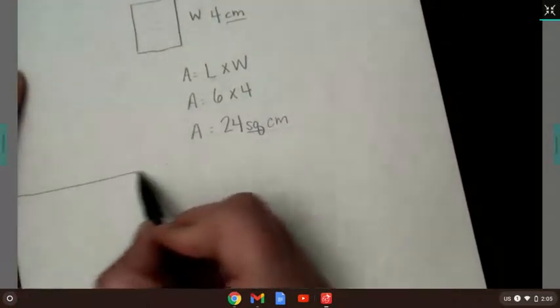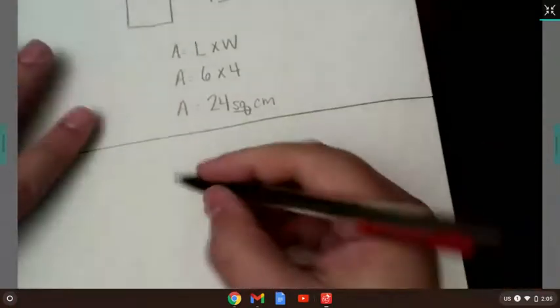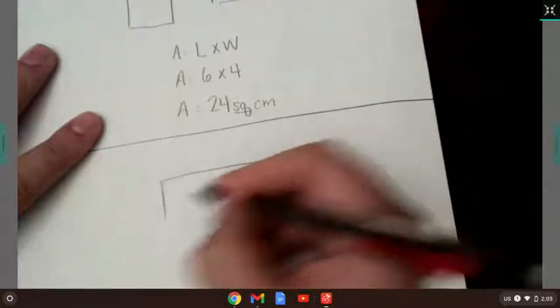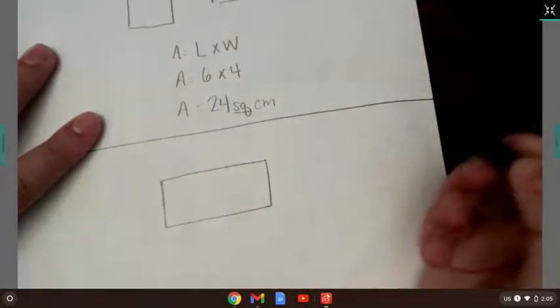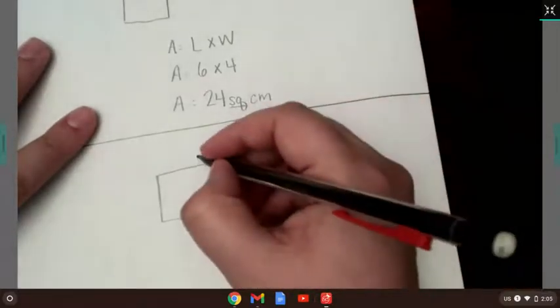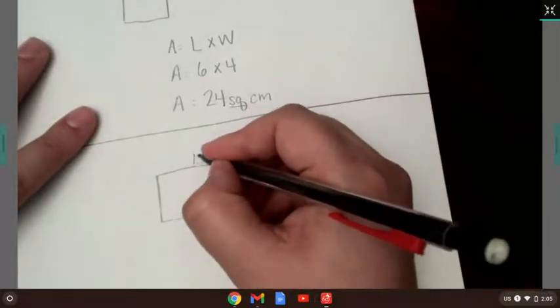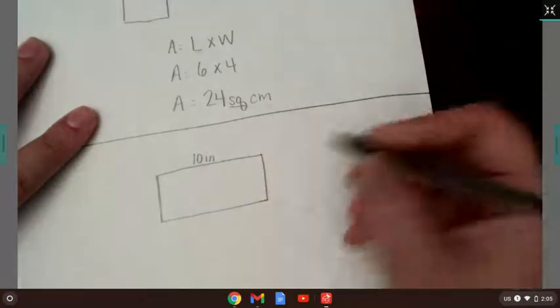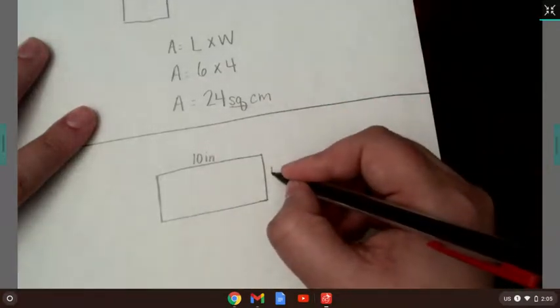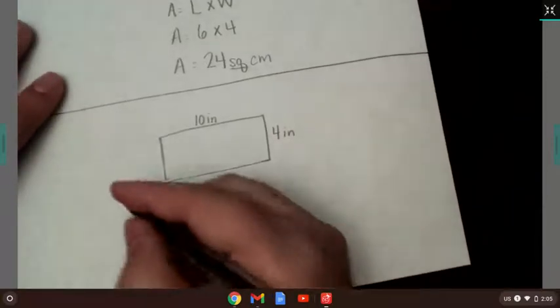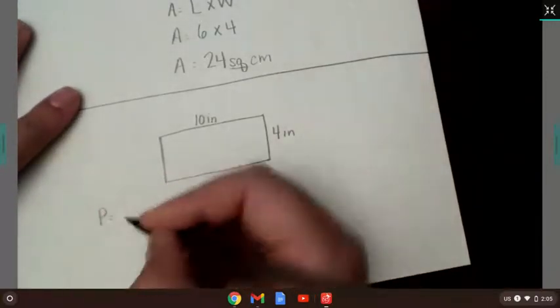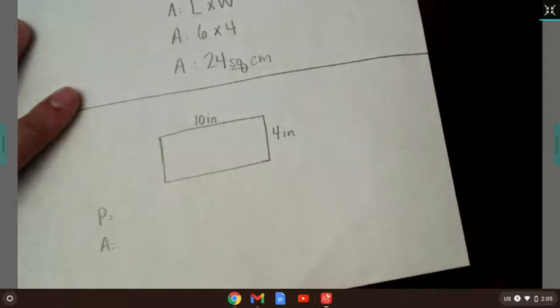I'm going to give you an example. I'm going to draw a rectangle here and use some different numbers. Here is my length, which is going to be 10 inches, and my width is going to be 4 inches. I need to find the perimeter, and I also need to find the area.